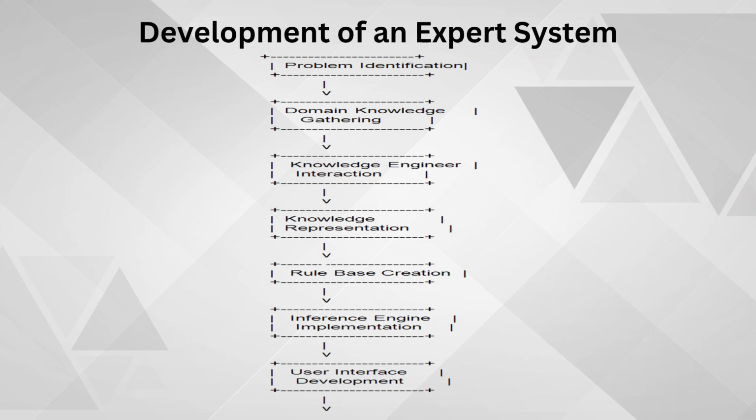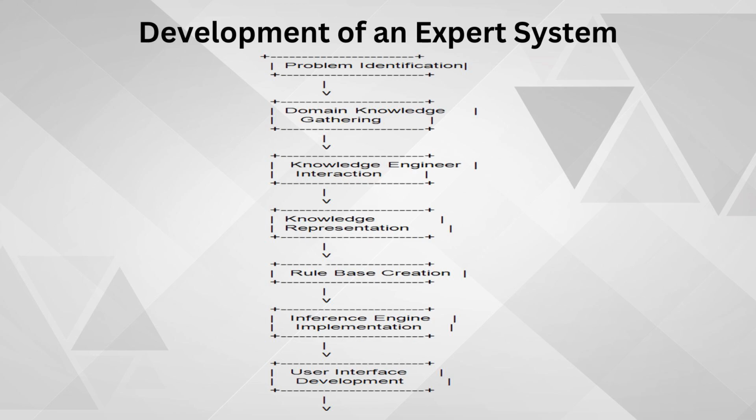Knowledge representation. The acquired knowledge is organized and structured using appropriate knowledge representation methods such as production rules or semantic networks. Rule base creation. Knowledge engineers create a rule base that consists of rules derived from experts' knowledge. These rules guide the inference engine's decision making. Inference engine implementation. Programmers implement the inference engine, which processes rules and makes decisions based on user inputs and the knowledge base.